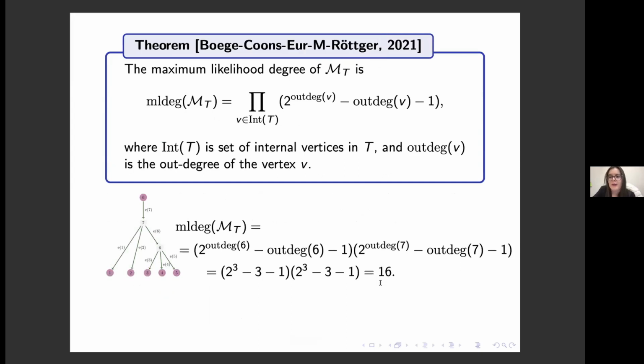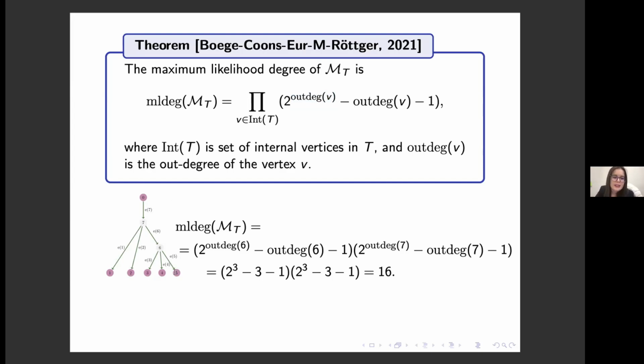We could say something more in more generality: the maximum likelihood degree of a phylogenetic toric tree is a topological invariant. So it depends only on the structure of the tree itself. In particular, it's equal to the product, over every internal node of the tree, of 2 to the outer degree of that node minus the outer degree of the node minus 1, where the outer degree of the node is the number of edges leaving that vertex.